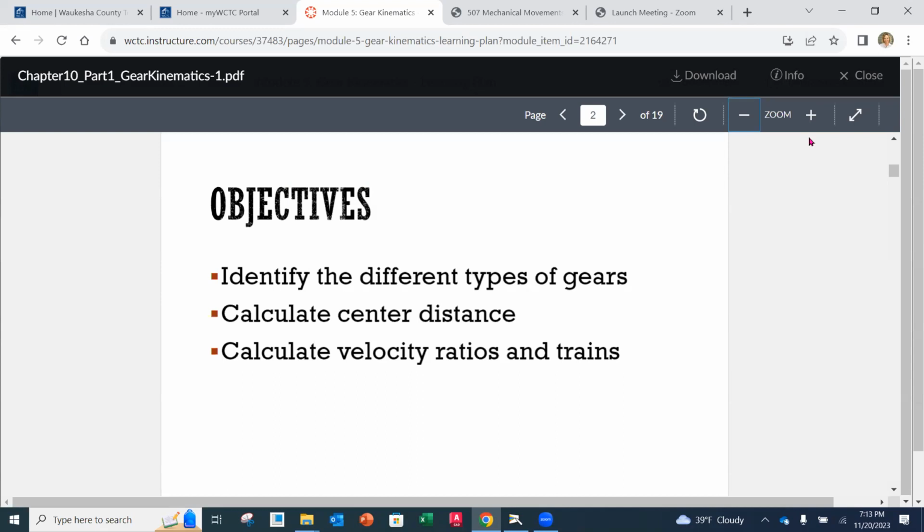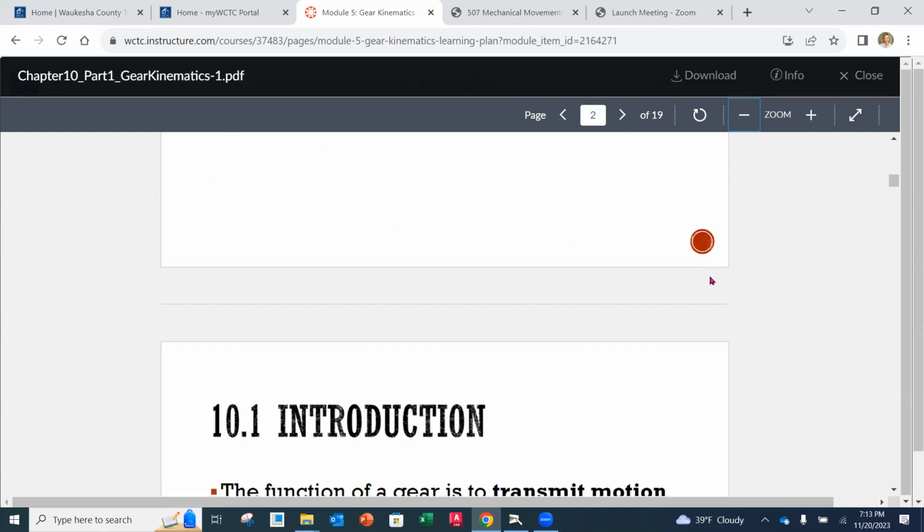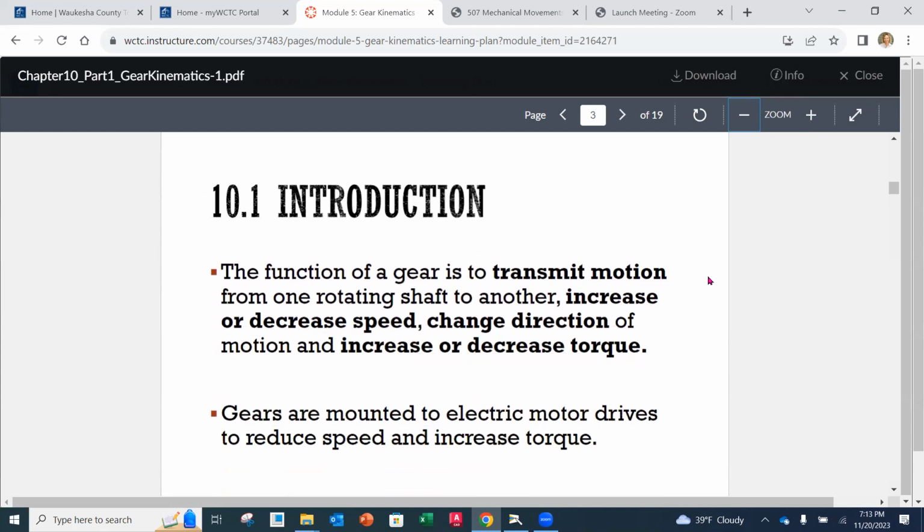We're going to learn how to calculate center distances between gears based on standard equations, and also calculate velocity ratios and train values. Between the two parts of our chapter, we'll get through all that.